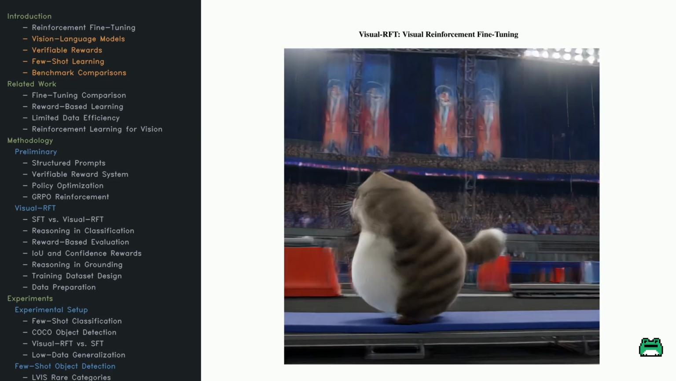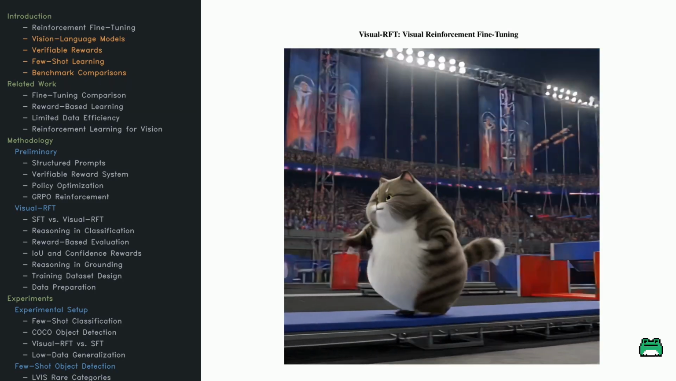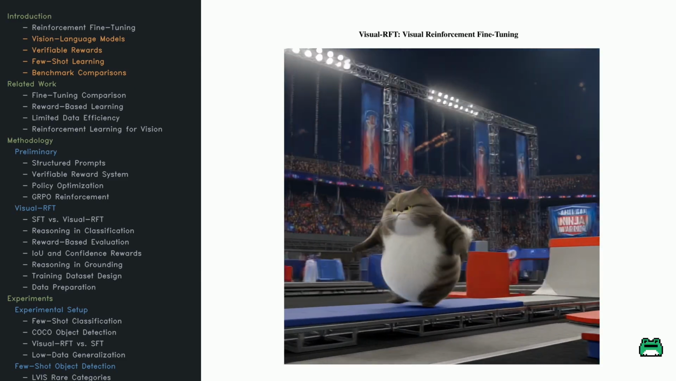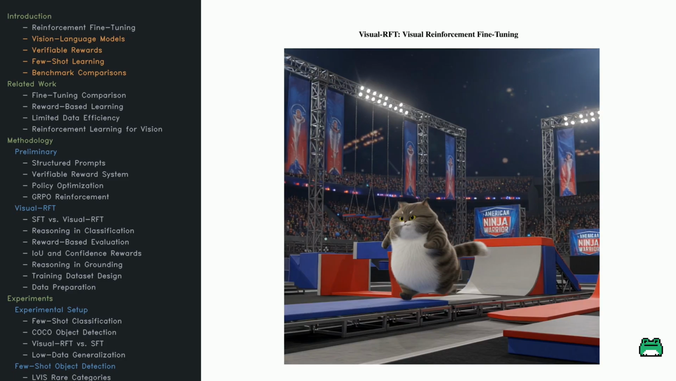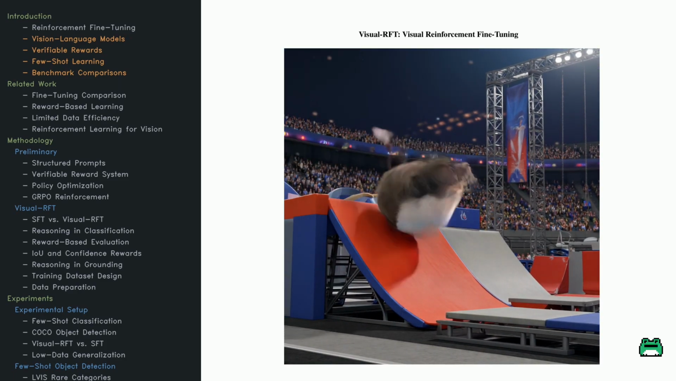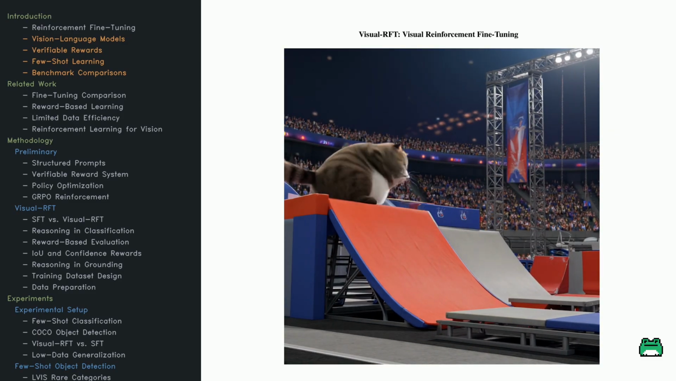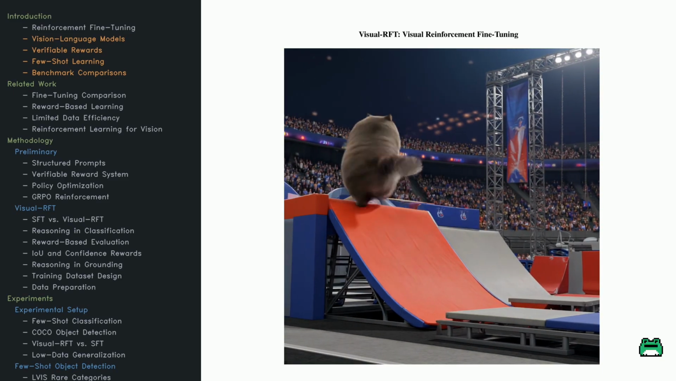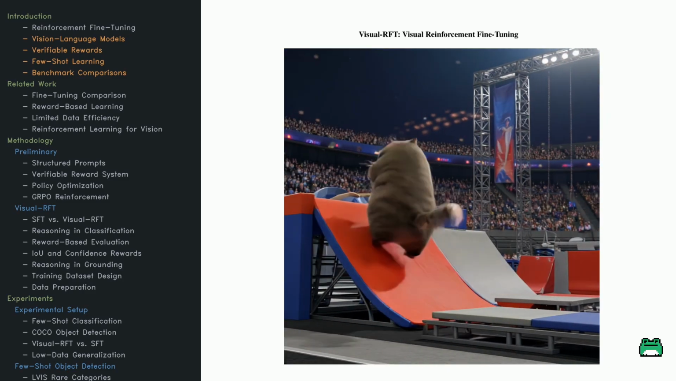What if AI could fine-tune itself with minimal data while improving reasoning? That's exactly what Visual-RFT brings to the table. Built on DeepSeek R1's reinforcement learning techniques, Visual-RFT extends fine-tuning to visual tasks, moving beyond language models. Instead of just memorizing answers, it learns by trial and feedback, optimizing through verifiable rewards like IOU for object detection. The result? A smarter, more adaptable vision model that thrives on limited data.